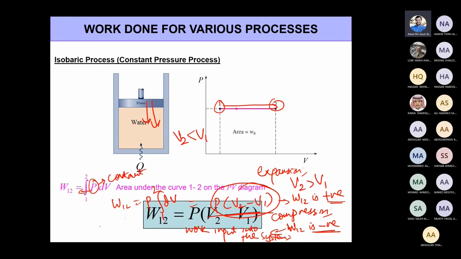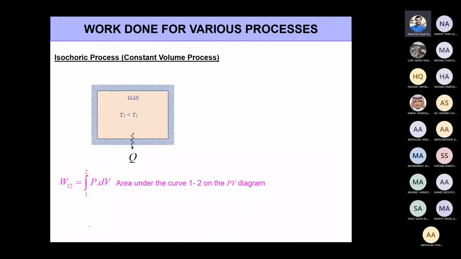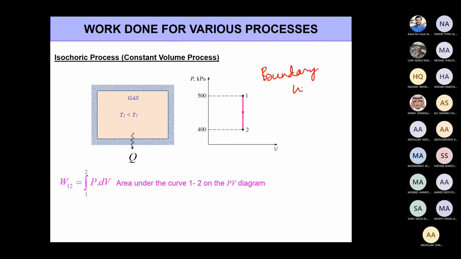Then next was to look into another special process, which is a constant volume process. For a constant volume process, the volume is not changing at all. And when we talk about boundary work, essentially work is done when the boundary moves. But if you talk about a constant volume process, the boundary is fixed.